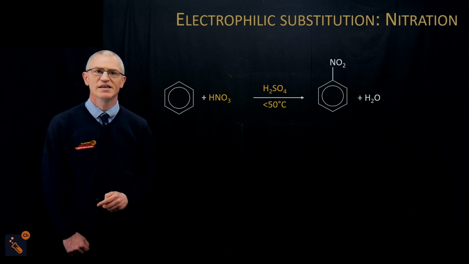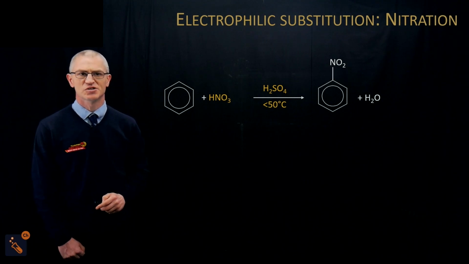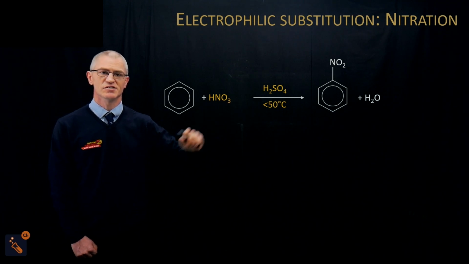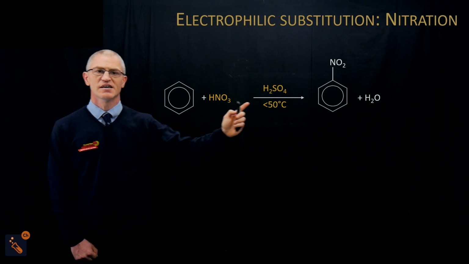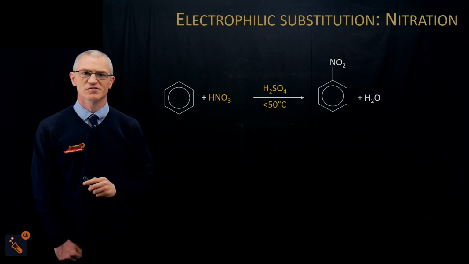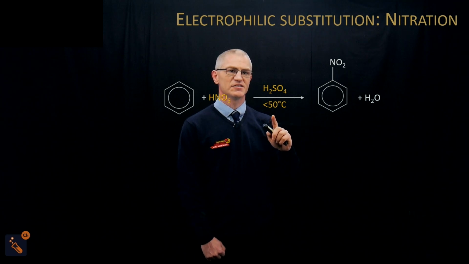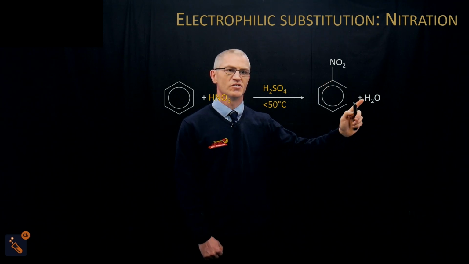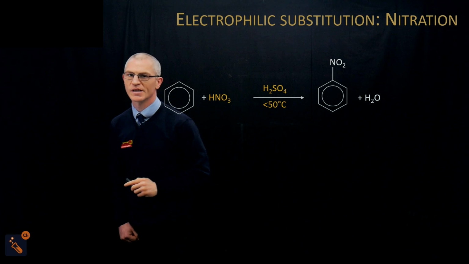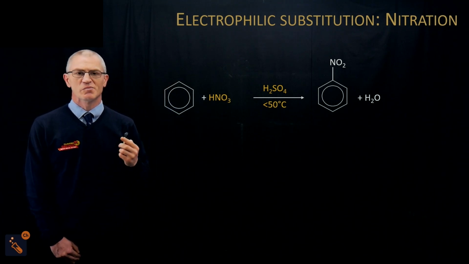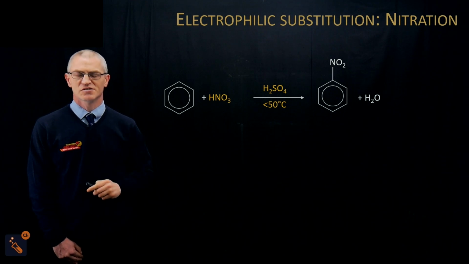So the first example is electrophilic substitution, nitration. Here we have our benzene, we're adding it to concentrated nitric acid and concentrated sulfuric acid, and it's at less than 50 degrees. You'll get one nitro group if it's less than 50 degrees, just the one, and you make water. Now, being able to do that equation is one of the skills, but there are lots of skills to do with nitration that you'll need to learn.